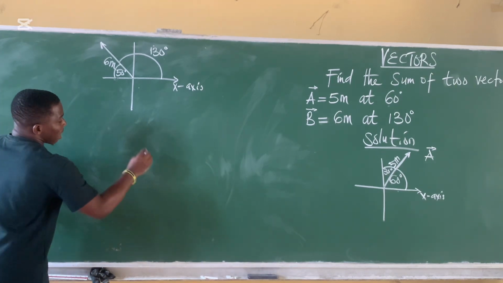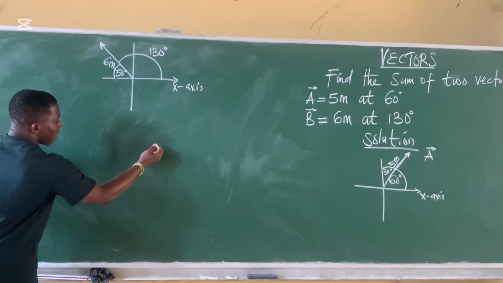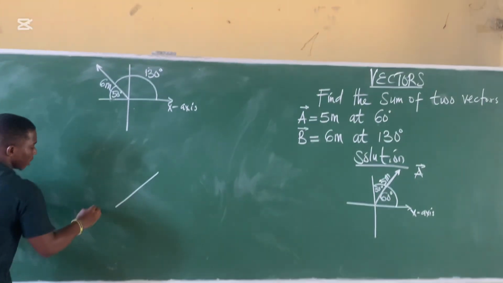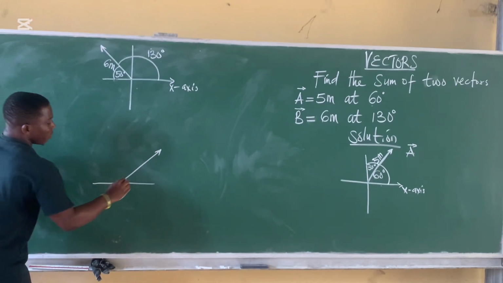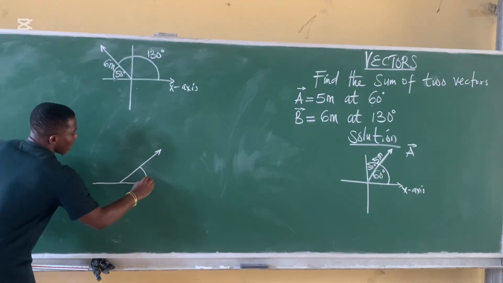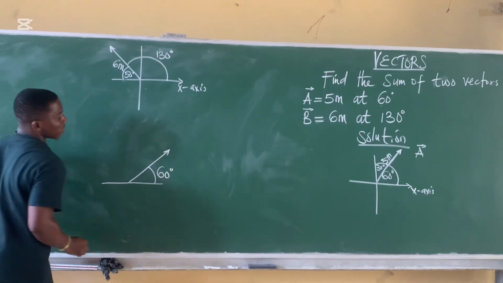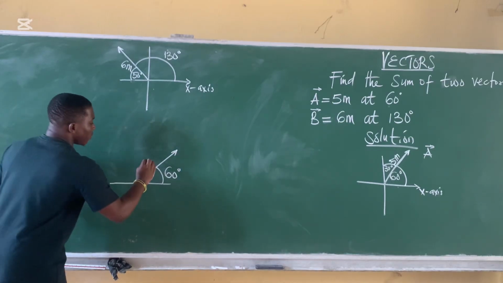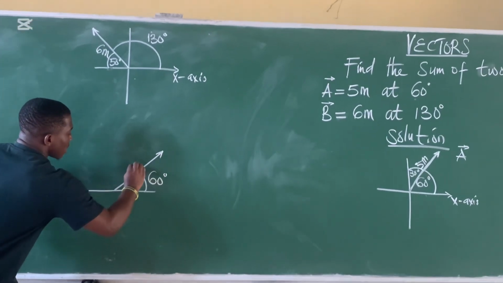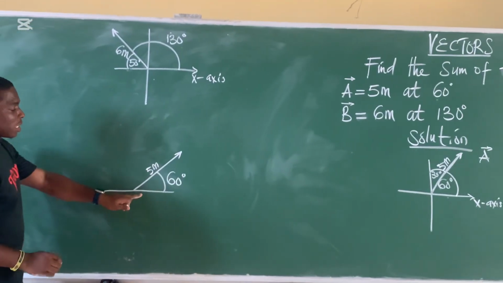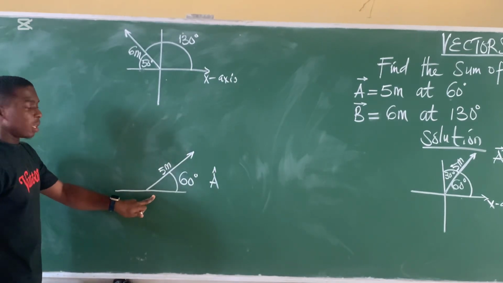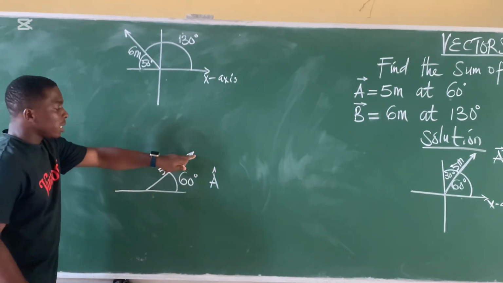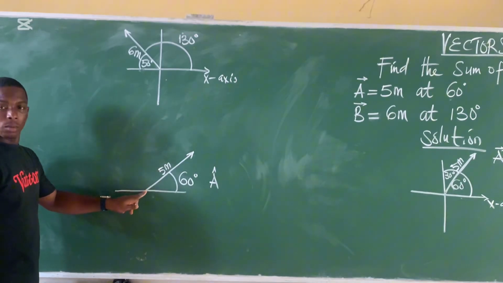Now I know that my first vector, vector A, is inclined at an angle of 60 degrees, and the distance of vector A is 5 meters. This is the head and this is the tail.